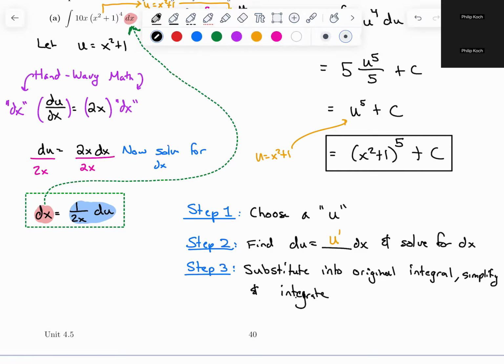And then step 4, convert back to the original variable. Typically x, but it could be y, it could be z, it could be anything you want. Okay? Any questions on that? That's the process.